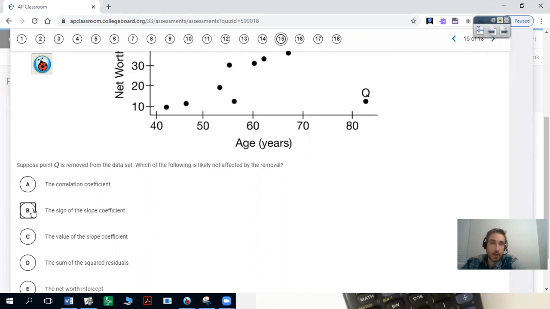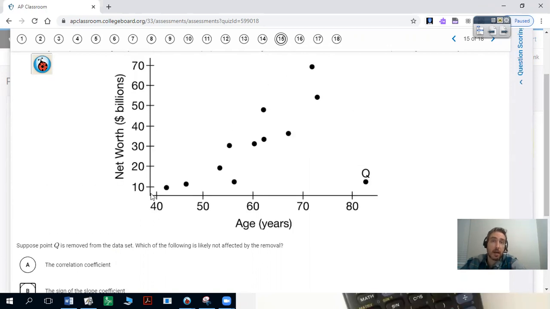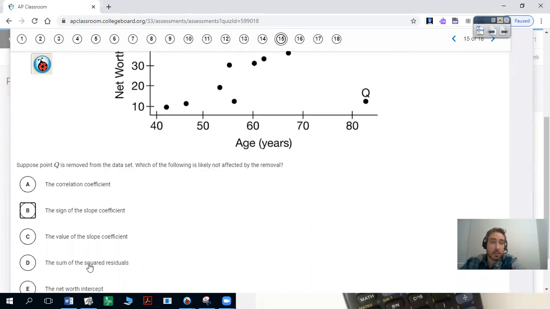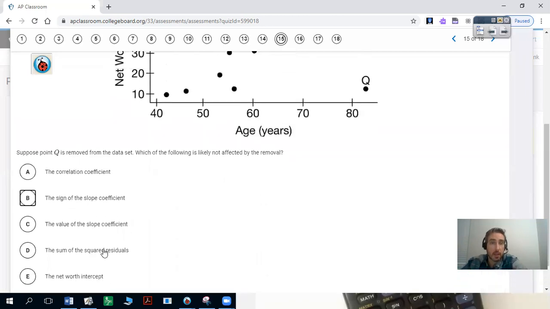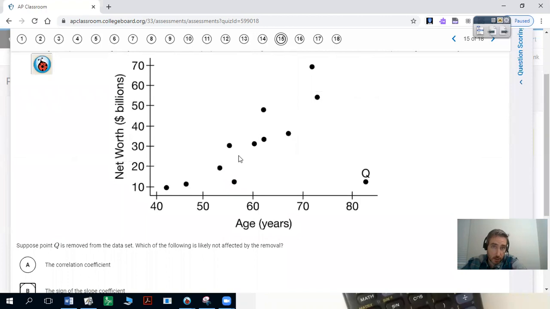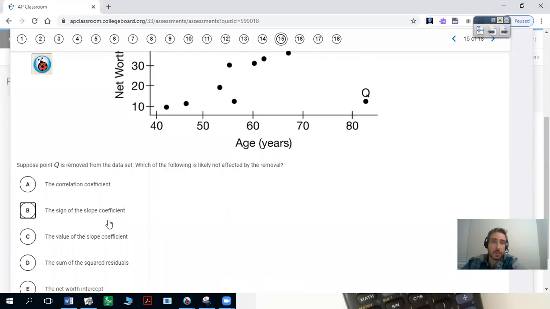So the question is, which of the following is likely not affected by the removal? The sign of the slope will still be positive regardless. The sum of the squares residuals will change. It'll be smaller because you don't have the outlier. And the intercept will change because it'll probably go from down here to maybe over here, so it'll be a little bit higher there. But the sign of the slope, that's not going to change. It's still going to be positive.